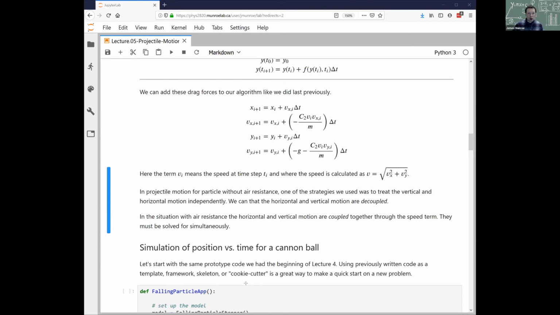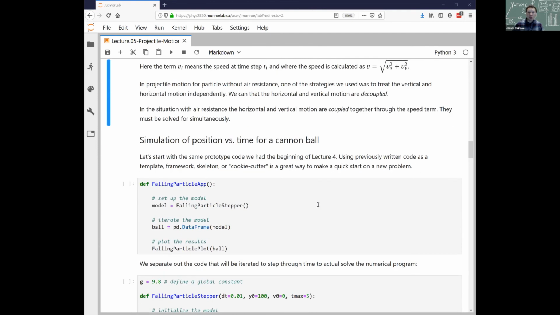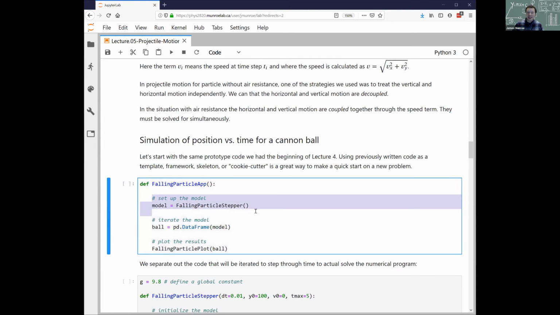So how about we start with the prototypical code that I gave you at the beginning of lecture 4 as a starting point. So I'll just reproduce it here. This is straight copying and pasting of the code we started with in lecture 4. So remember we had looked at the falling particle. The idea of the template or skeleton or framework or cookie cutter I'm giving you, and these are all the programs I've been writing, is we need some driver code that's going to start the program and run it. It needs to do 3 things. It needs to set up the model, set up the numerics it's going to solve. It actually needs to solve that, and then it needs to visualize it.